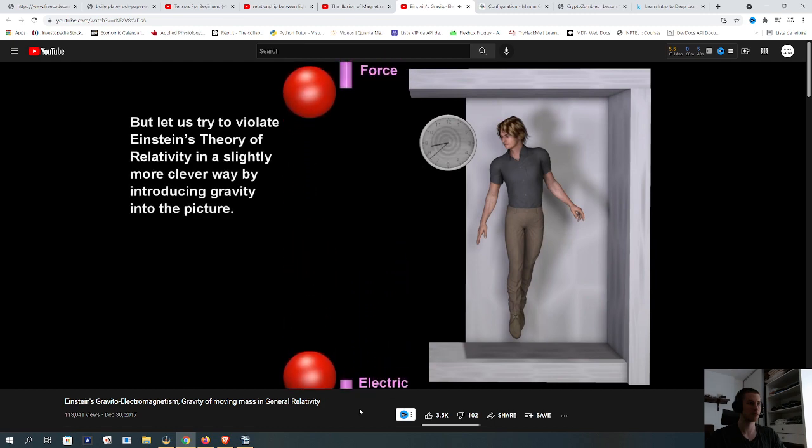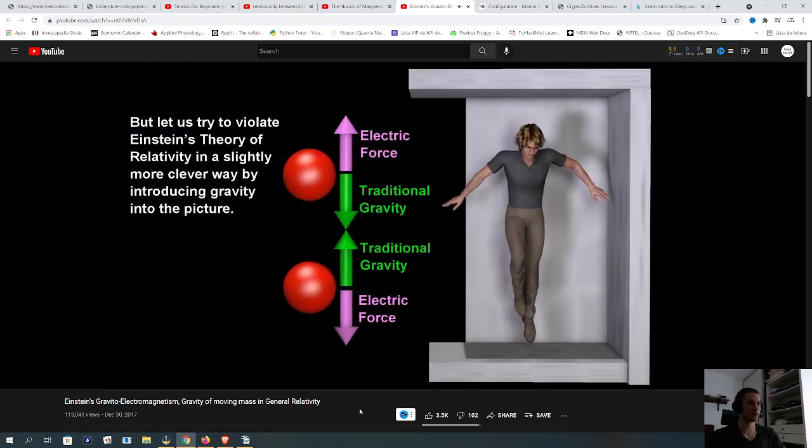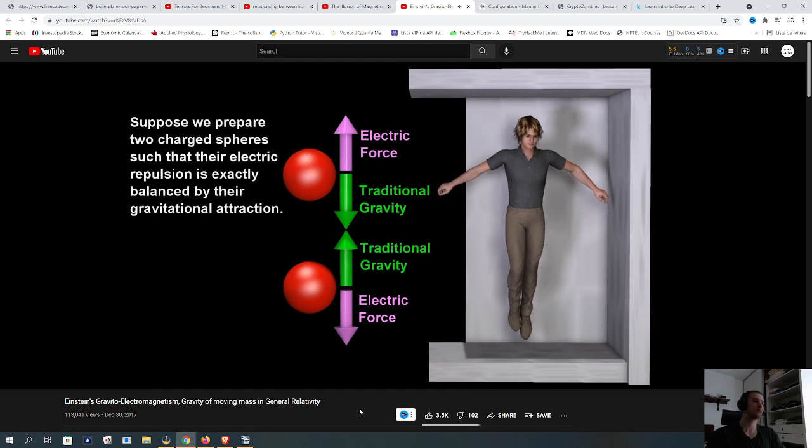But let's try to violate Einstein's theory of relativity in a slightly more clever way by introducing gravity into the picture. Suppose we prepare two charged spheres.